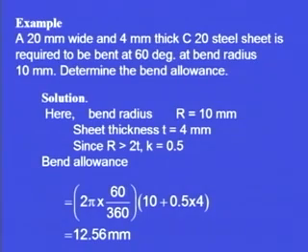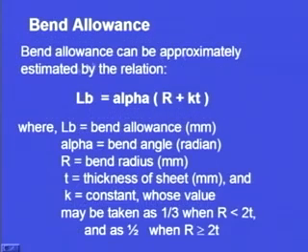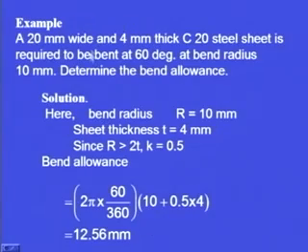Because in the previous slide we can see that if we want to use this particular mathematical equation, the bend angle, that is alpha, should be in radians, but in our problem the angle is given in degrees. So, we have 60 degrees. In order to convert the 60 degrees into radians, we are using this equation, 2 pi 60 by 360, which will give us the angle in radians, into 10 plus 0.5 into 4.